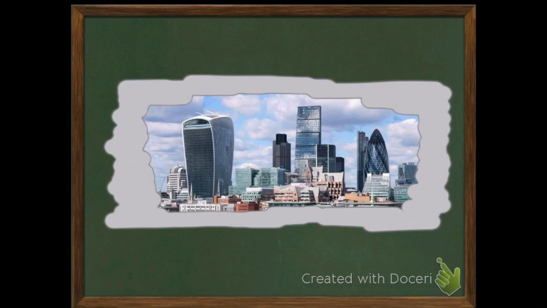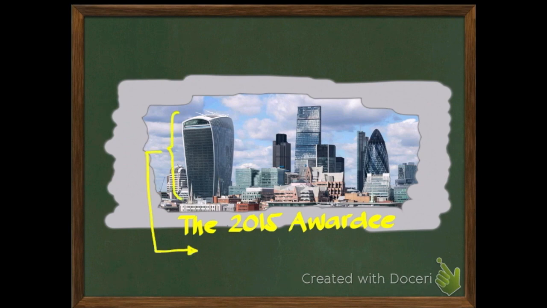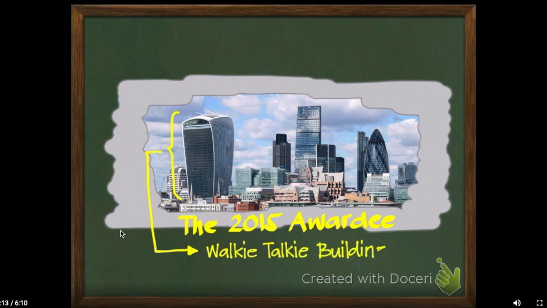There's the kind of award that no engineer or architect would want to receive. A few years back, this award for the ugliest building in the UK was given to the Walkie-Talkie skyscraper. This building in this picture, this one. It got its name from how it looks.